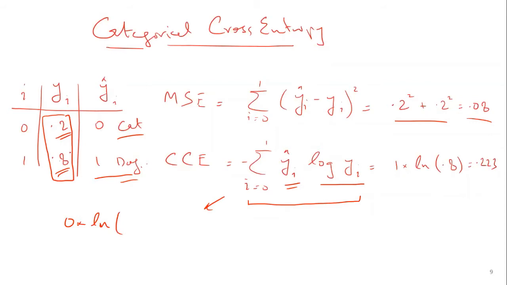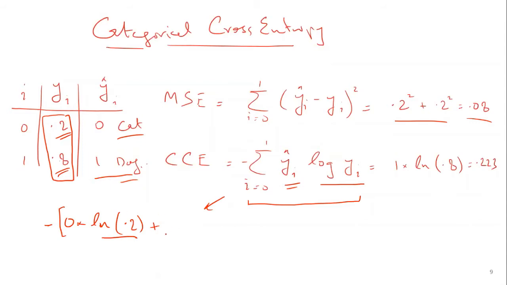Of 0.2. Okay. That's the prediction. And there's going to be a negative over here. Because all of these natural logs are going to be negative, because they're going to be less than 1. Okay. And so we want to convert it into a positive number. So we're going to take this.